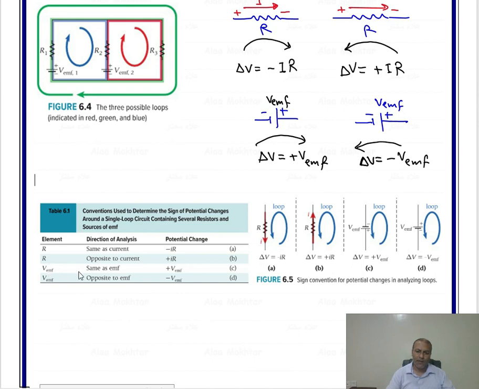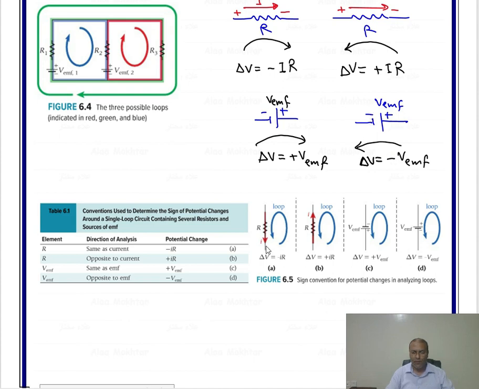What about the battery? If I move in the same direction as the EMF, the same as V EMF, we will find positive V EMF. If I move in the opposite direction of the EMF, like this one, we will find negative V EMF.